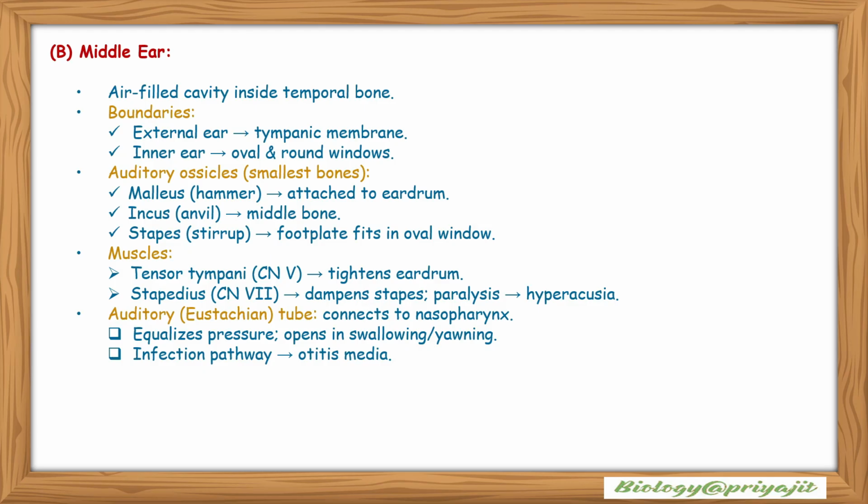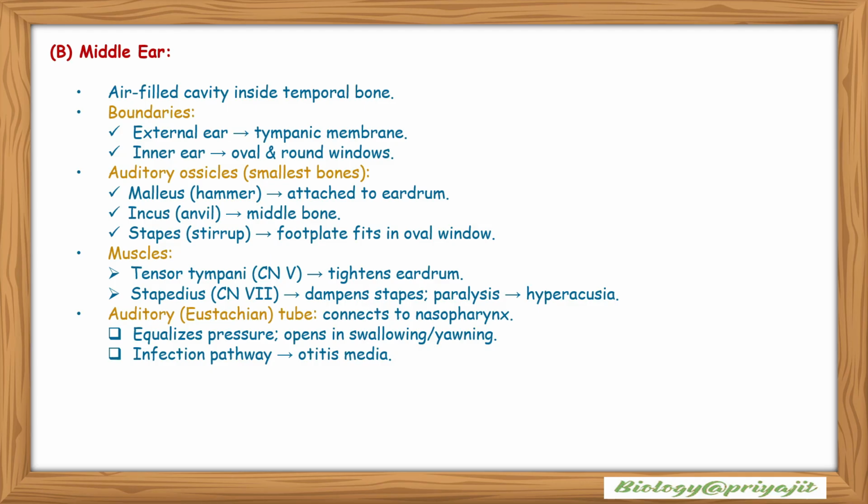Two small muscles protect the ear from loud sounds. The tensor tympani muscle, controlled by the trigeminal nerve or cranial nerve 5, tightens the eardrum, and the stapedius muscle, controlled by the facial nerve, that is cranial nerve 7, dampens the stapes. If the stapedius is paralyzed, the person may develop hyperacusis, increased sensitivity to sound.